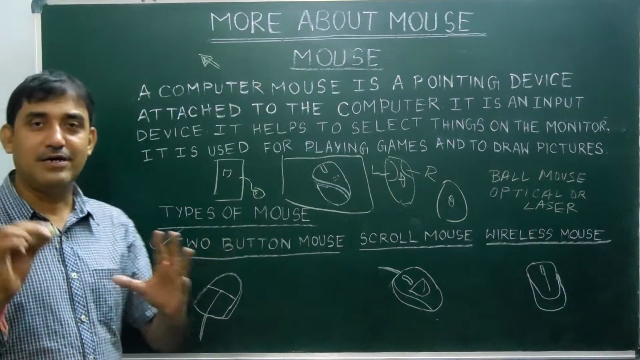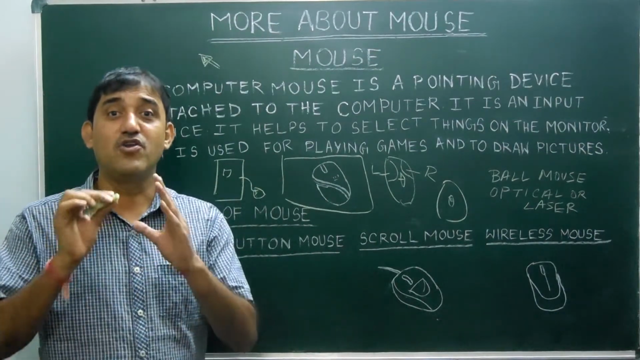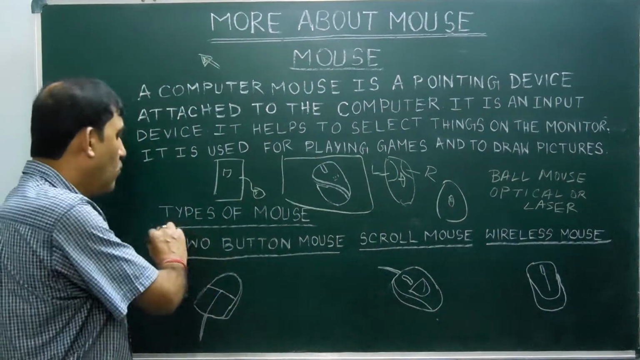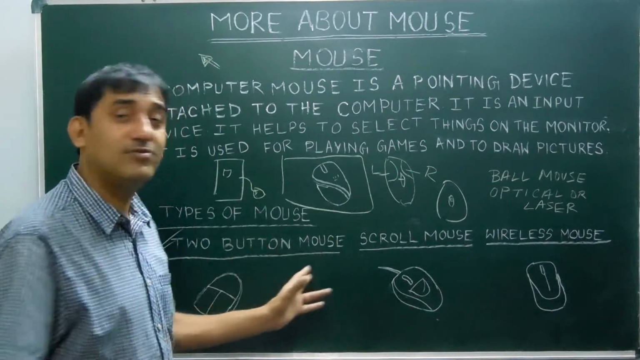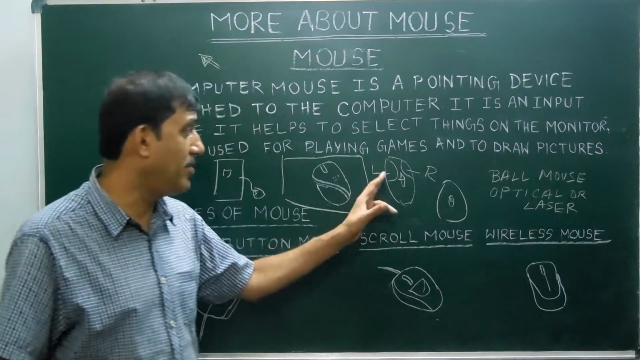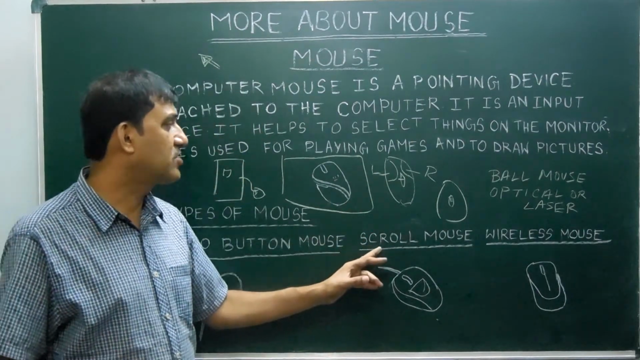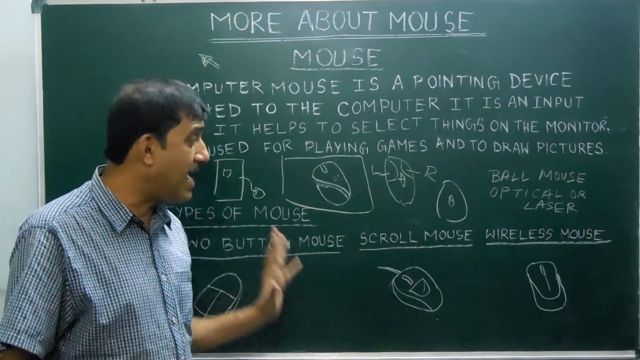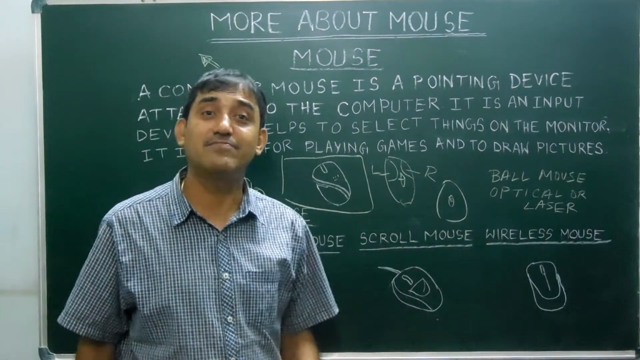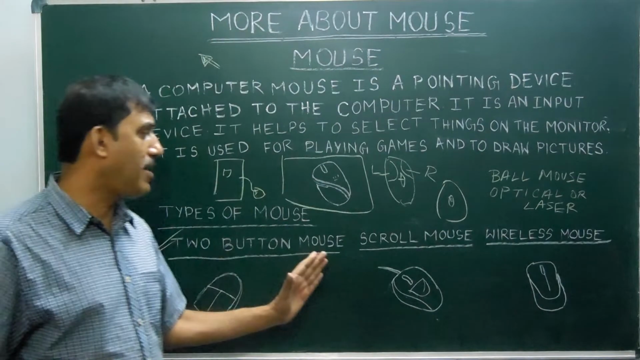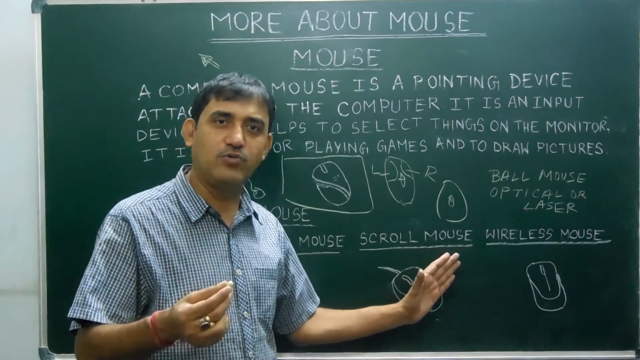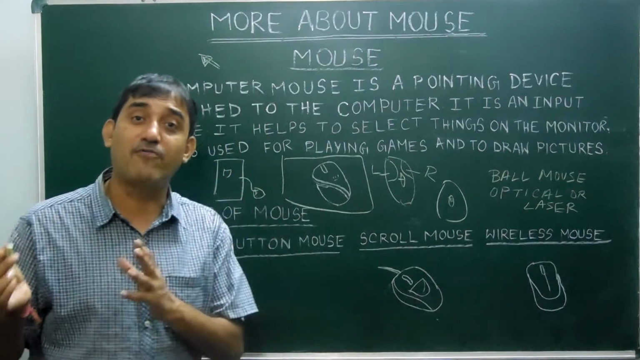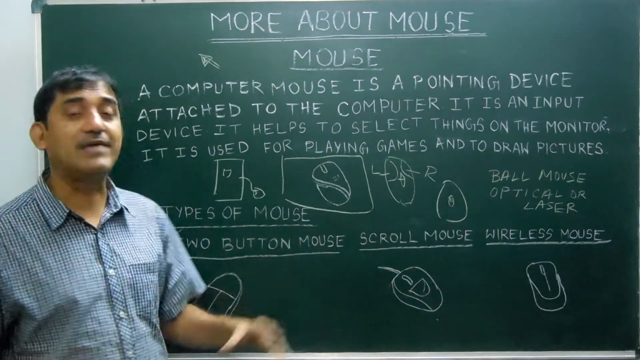Now, if we try to find out the types of mouse, we can have the 2-button mouse, where the 2 buttons are there, as I already told. You can have a scroll mouse, where the scroll is there, so that makes 3. And you can have a wireless mouse. So normally: the 2-button mouse, the scroll mouse, which is a 3-button mouse, and the wireless type of mouse. These are based on the types of mouse.